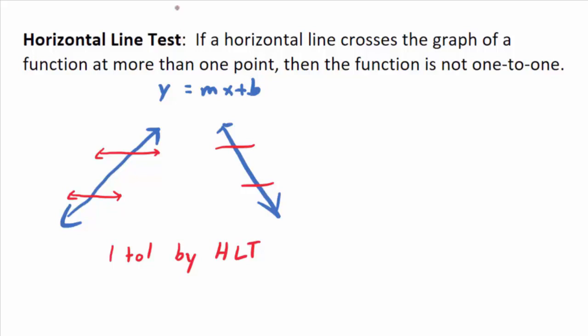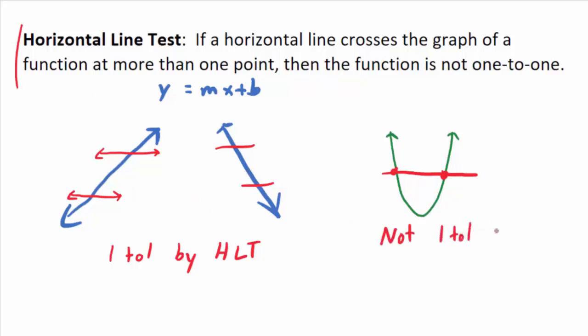But if you get a graph like a parabola, is that going to be one-to-one? Nah. And all you need is one horizontal line to show that it's not one-to-one, kind of like I did earlier. That horizontal line goes through two different points. Therefore, by the horizontal line test, it's not one-to-one. Not one-to-one by HLT.